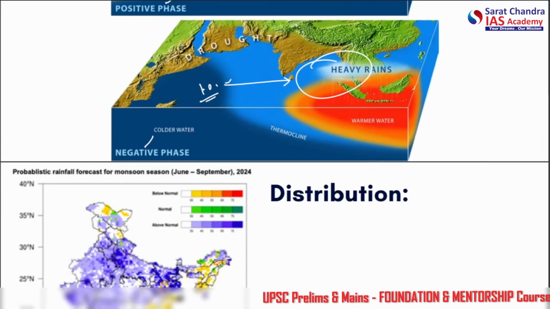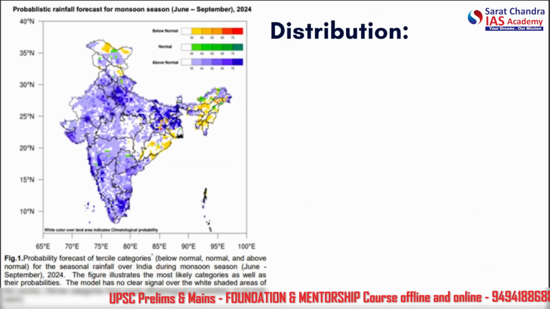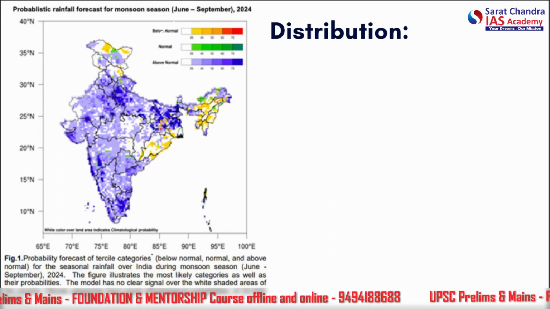Now let us talk about the distribution of the Indian rainfall. Here you can see a map of the forecast. What we are seeing is that there are three categories here: below normal. Sorry, just a second, I'll change the pen color.